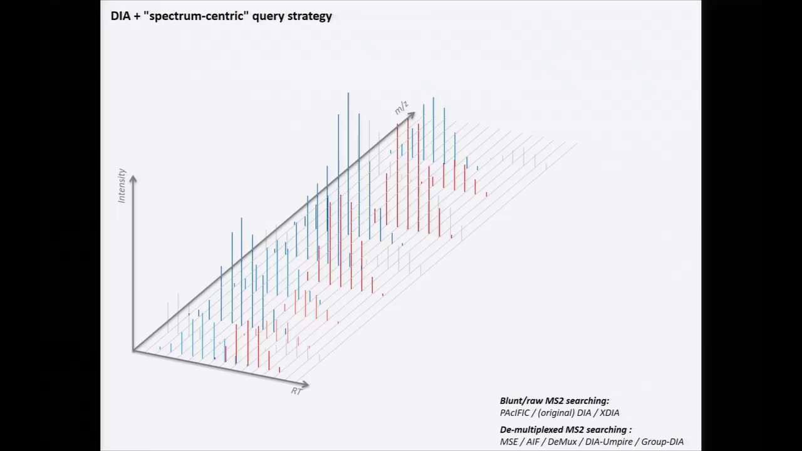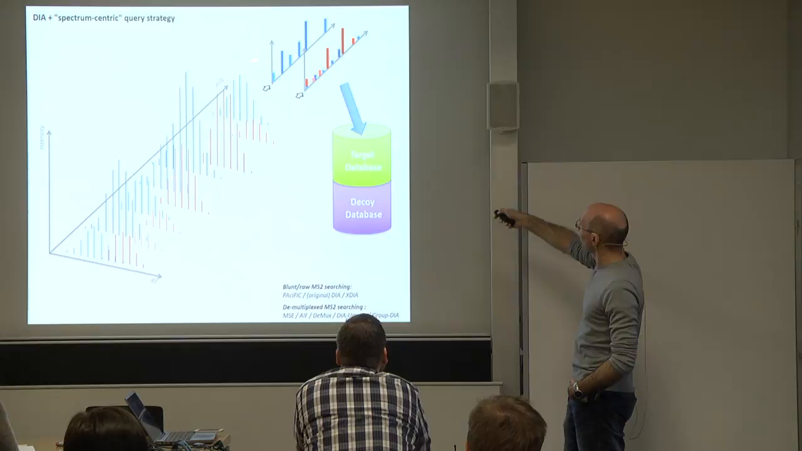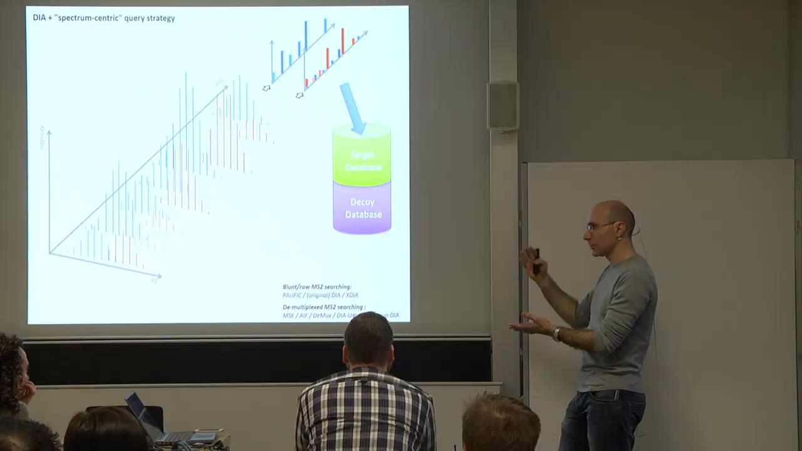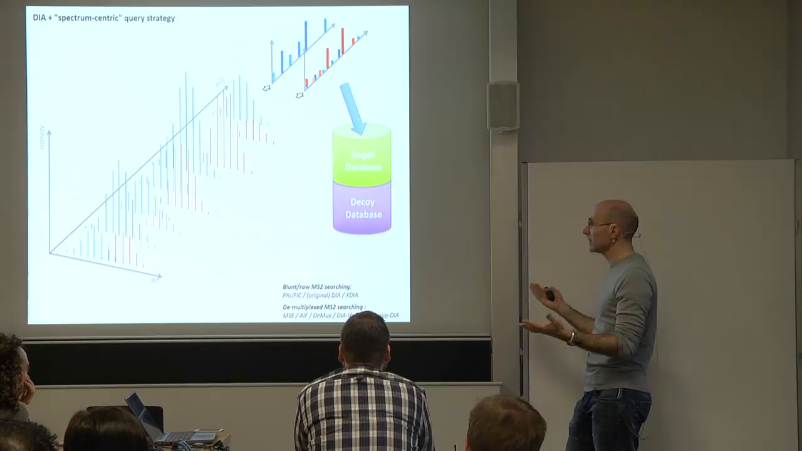So the very first original MS2 searching that was tried was the original DIA paper by the Yates group, and the XDIA by the Yates group, which were basically taking single spectra one after the other and just sending them for searching against the database, okay? And this was working to some extent, so when the peptide was at the highest possible intensity, then the fragmentation was the best possible, and they could already identify a lot of different peptides with the classical database search engine that they used, which was SEQUEST at that time.